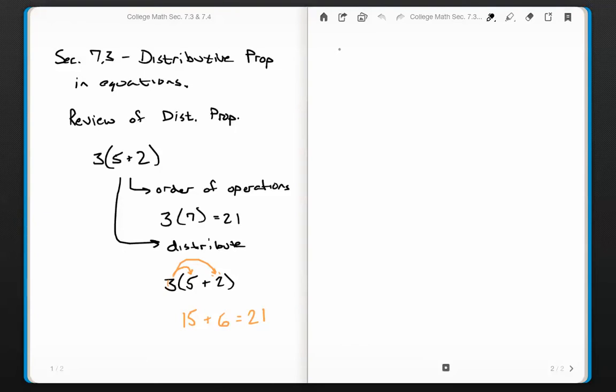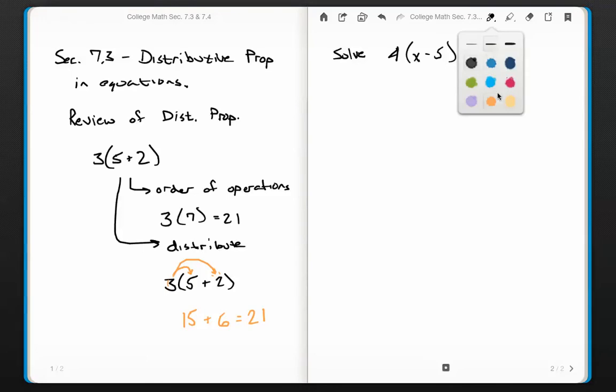Let's do an easy example. Let's say I have this one, solve 4 times (x minus 5) equals 8. So I don't know what x is. I certainly don't know what x minus 5 is. So there's not much I can really do here inside the parentheses. So what I'll do is distribute.